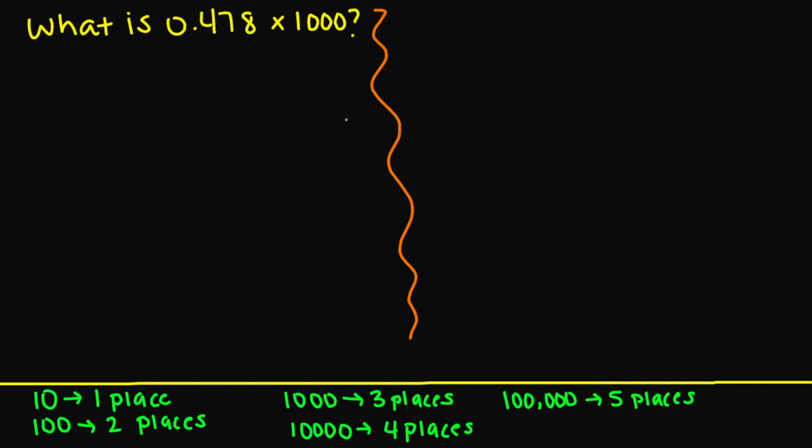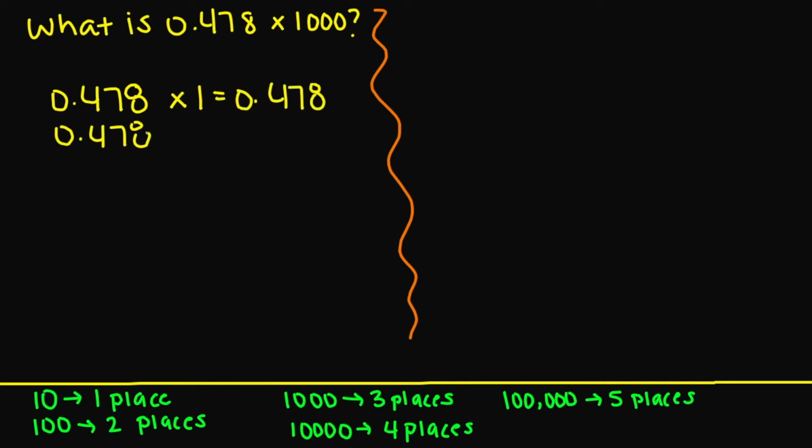All right, so let's look at this example. What is 0.478 times 1,000? Let's go ahead and set up our pattern. We have 0.478 times 1. That's going to give us 0.478. 0.478 times 10 is going to give me 4.78.